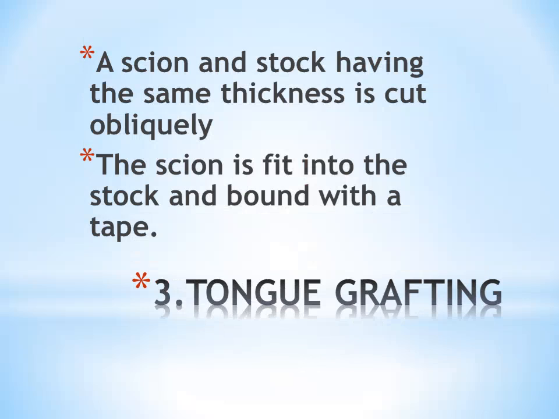In tongue grafting, the scion and stalk have to be of the same thickness. The cut is made in an oblique direction. In the previous picture you can see that. The scion is fitted into the stalk and bound up with tape.